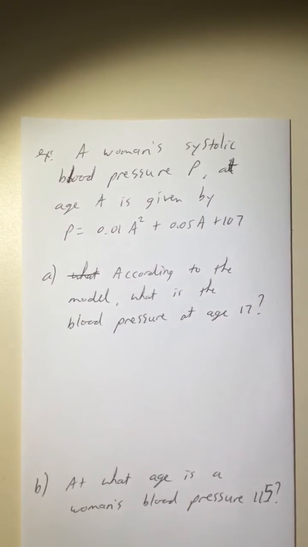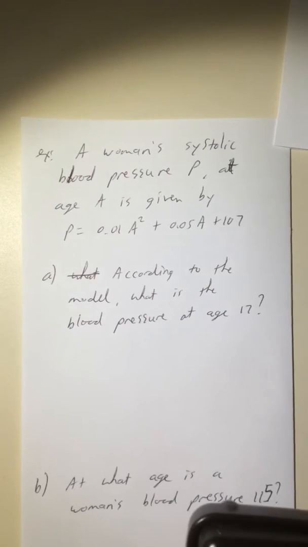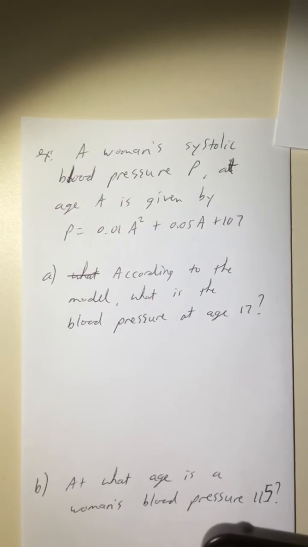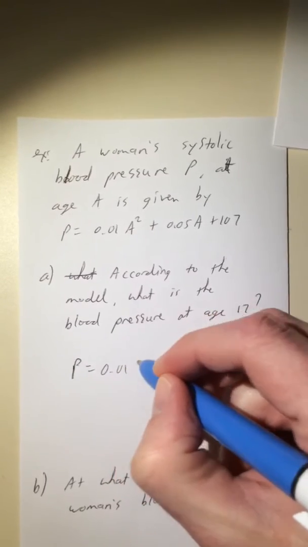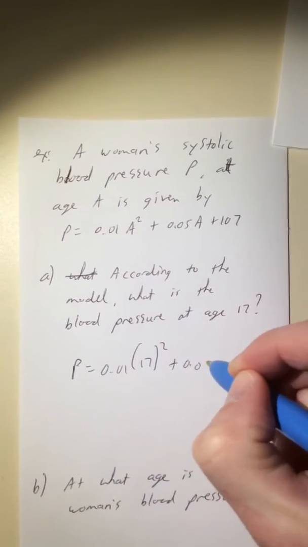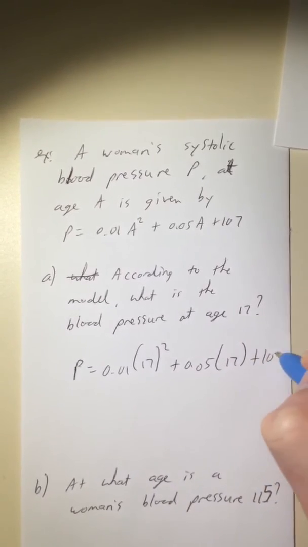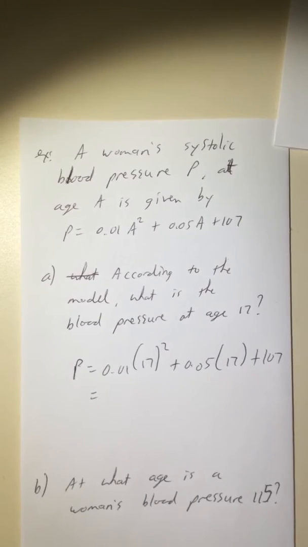Somewhere I have a calculator, which I put under this piece of paper right here. I need to square 17, of course, and 17 to the second power is 289, which of course I knew. Then we're going to multiply that by 0.01, which gives us 2.89. And then we're going to add to that 0.05 times 17, and then add to that 107. And so we find out that the systolic blood pressure is 110.74. So again, just plugging in all the numbers here: P equals 0.01 times 17 squared, plus 0.05 times 17, plus 107 gives us, as I said, 110.74.